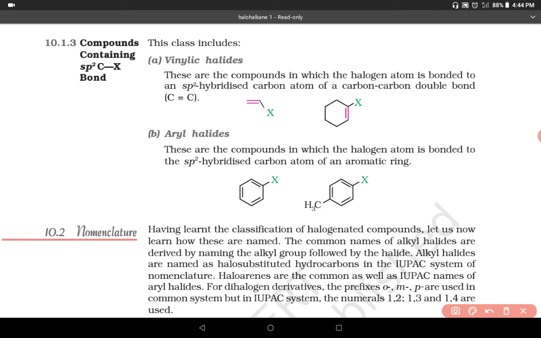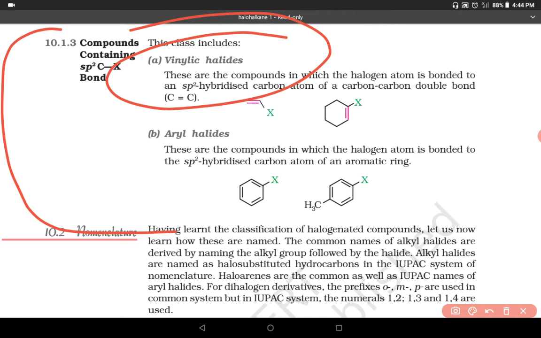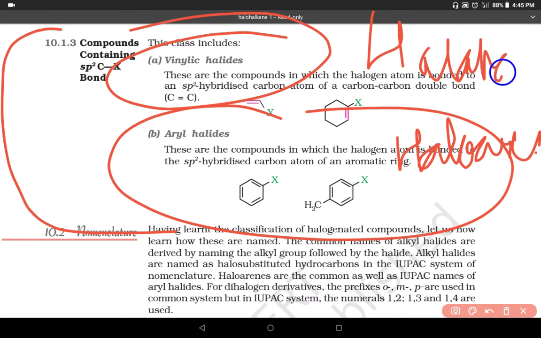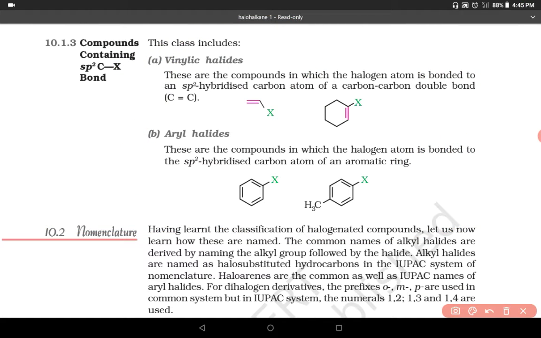Next is aryl halides. Yes, this is the same classification, but as I told you, haloalkanes and haloarenes are studied simultaneously. They are classified as both A and B. The classification is the same, that is, containing an sp2 carbon bonded to a halogen atom.